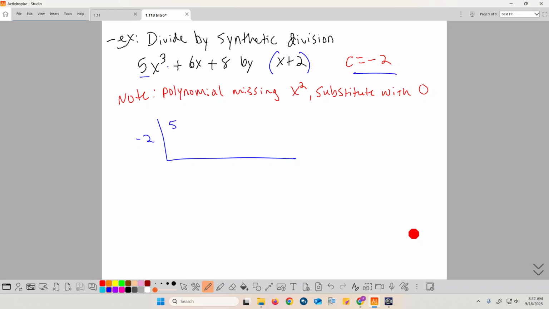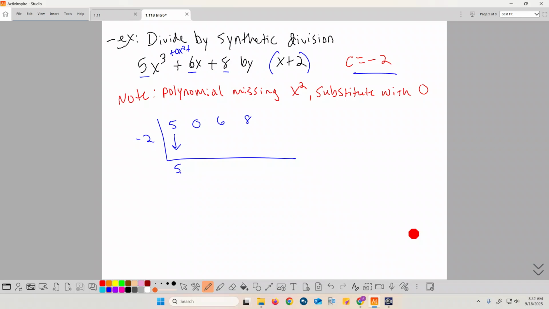Coefficients, right? We got that 5. We said we're missing x squared. And the reason why we're using a 0 is because it's like having plus 0x squared there. And that's why that term is not visible to us, okay? So we're going to put a 0 there. Okay, we have the x, right? That's going to be a 6. Then we have 8. That's it. That's all of them, right? Okay, so let's bring down that first term.